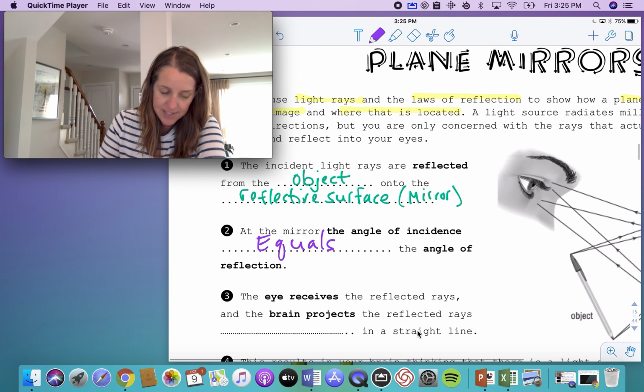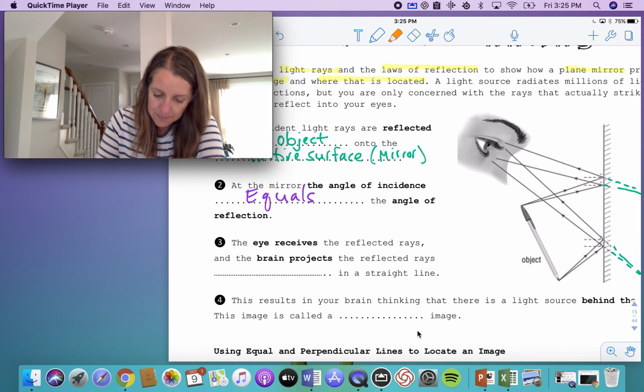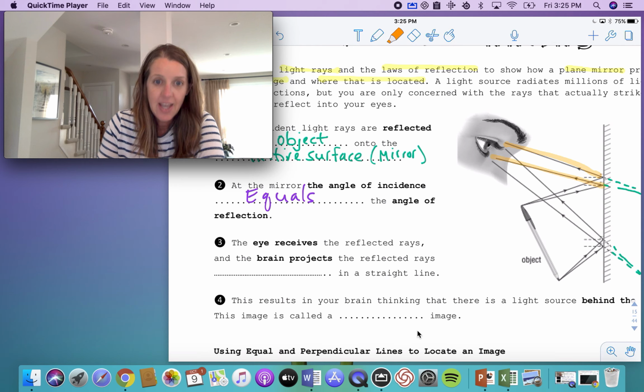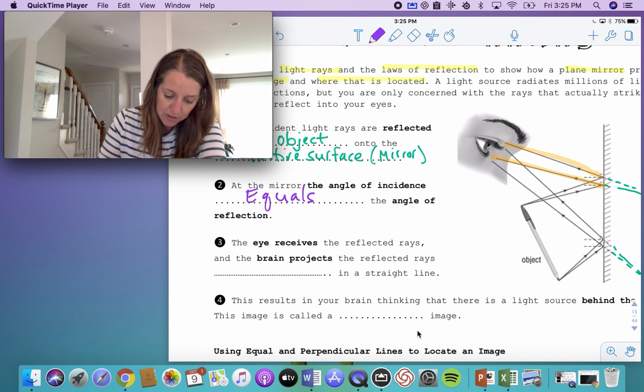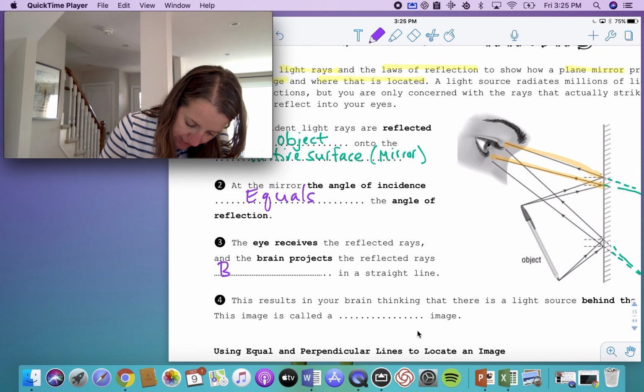The eye then receives the reflected ray. Can you see that on this diagram right here? Your eye receives the reflected ray, and the brain projects the reflected rays behind the mirror in a straight line.